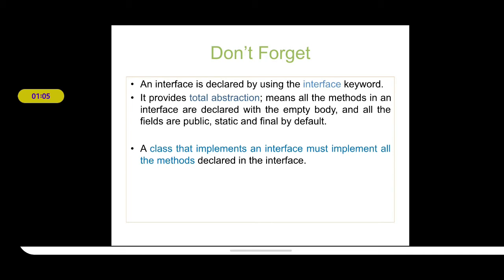It provides total abstraction, which means all the methods in an interface are declared with an empty body and all the fields are public, static and final by default. A class that implements an interface must implement all the methods declared in the interface. That means we have to implement all the methods of an interface when we are implementing an interface in a class.